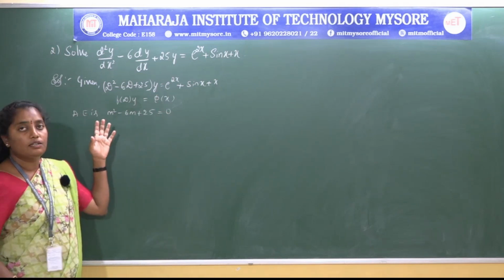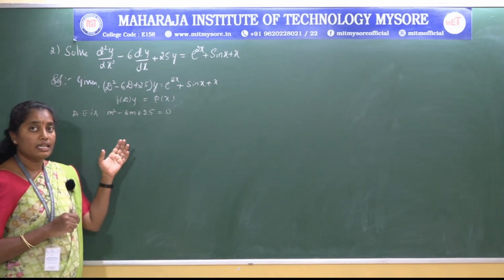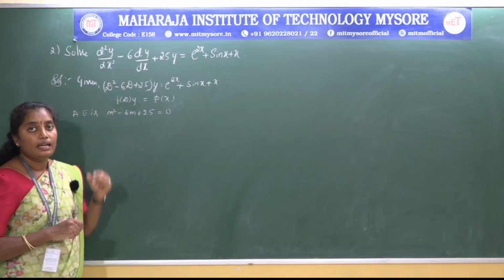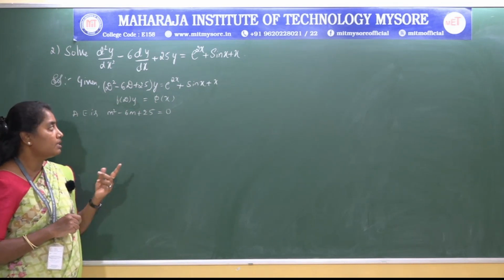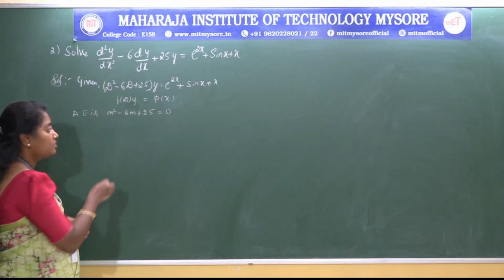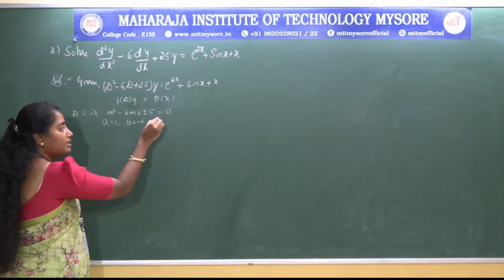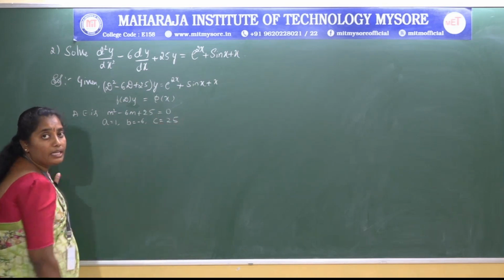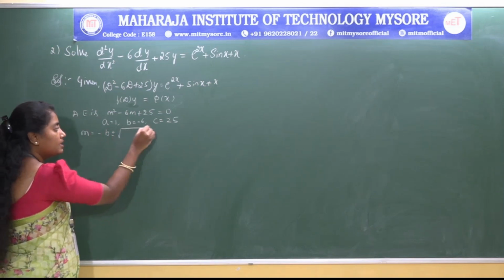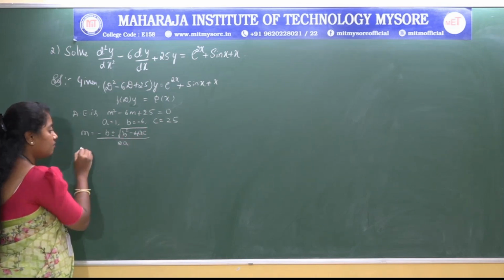Since it is of degree 2, we get two roots here. To find the two roots, first let us check if it is possible to factorize this. Observing this, we have minus 6 and 25. We can't choose two numbers which satisfy these values, that is minus 6 and 25. So factorization is not possible. I am applying the formula here. A is equal to 1, B is minus 6, C is equal to 25. Hence the formula is minus B plus or minus square root of B square minus 4AC divided by 2 times A.